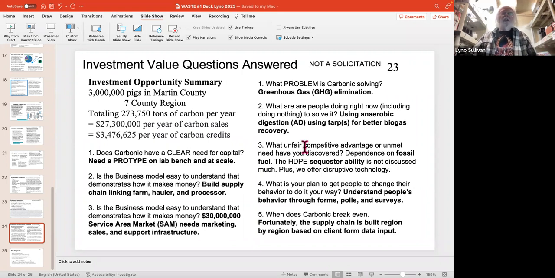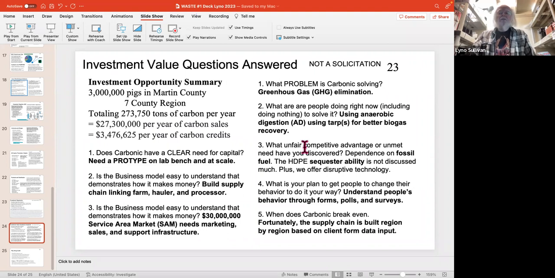A county might say, no, we don't want those kind of operations on the farm. We want them centralized for whatever reason, then they might get it. Is the business model easy to understand, demonstrate how it makes money? I did the best I could with the service area market.